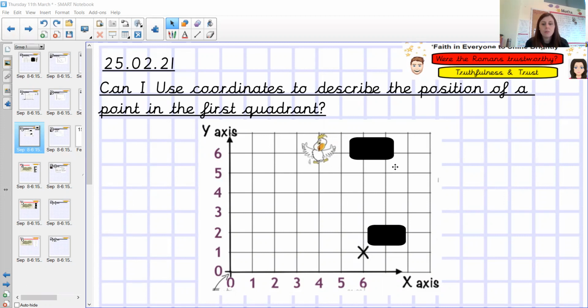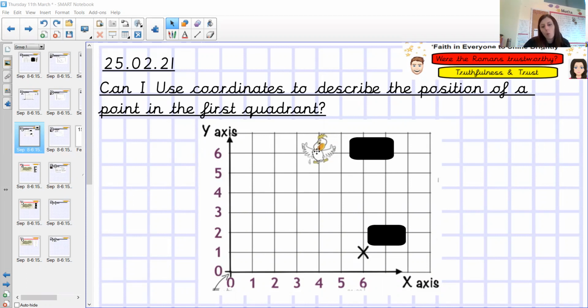There is some key vocabulary that we need to have a look at and think about before we start. We've got the x-axis, which runs along the bottom, and then we've got the y-axis, which runs down the side here. And then we've got the point where the two zeros meet, which is called our origin. So we then use this information to work out points inside the quadrant.